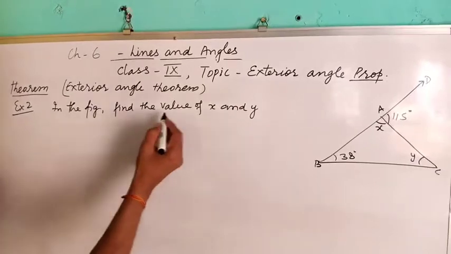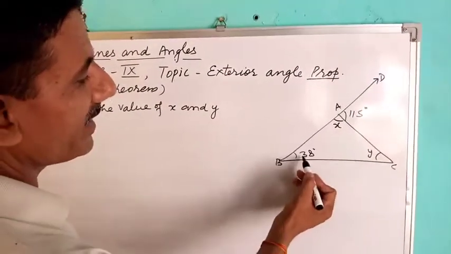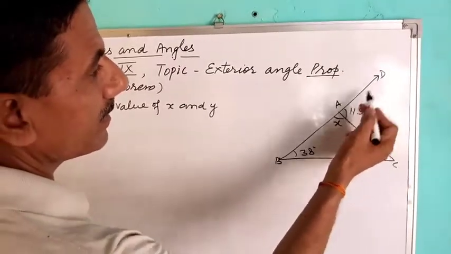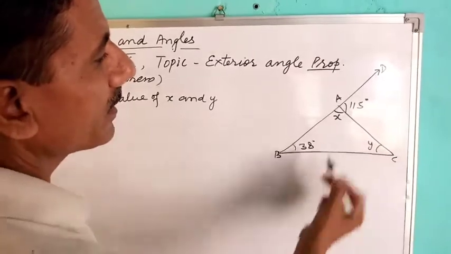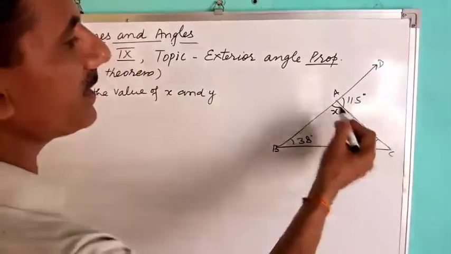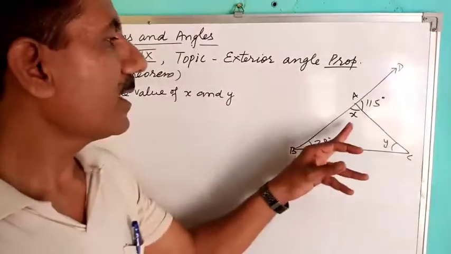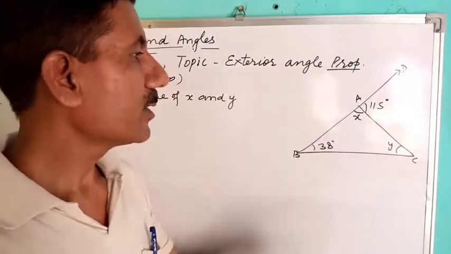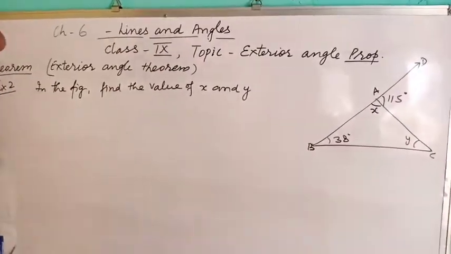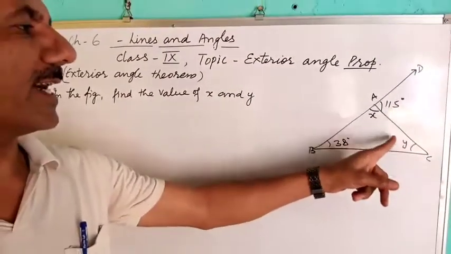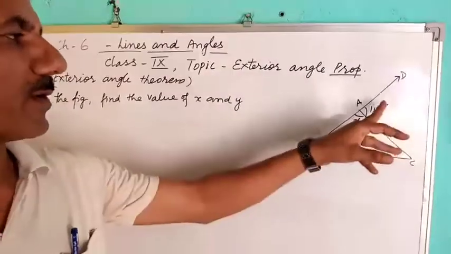In the figure, find the value of x and y. This is the figure, and angle B is 38 degrees, and angle DAC is equal to 115 degrees. So DAC, or CAD, is the exterior angle of this triangle, and we have to find x and y. So x and y are interior angles, and this is the interior opposite angles of the exterior.